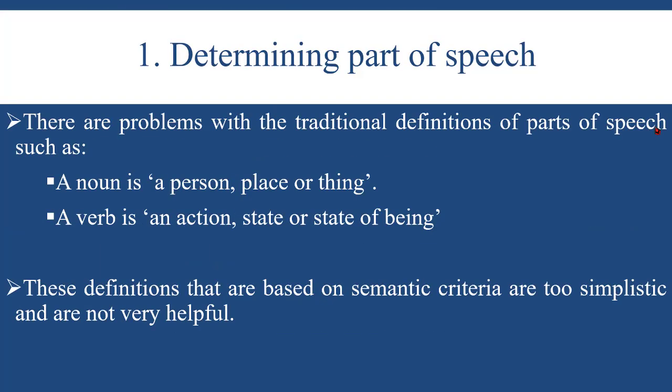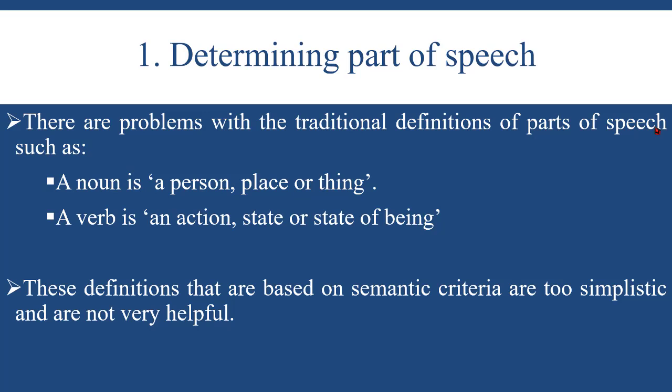So how do we determine the parts of speech? How do we determine what is a noun, what is a verb, what is an adjective? There are problems with the traditional definitions of parts of speech, such as: a noun is a person, place or thing, and a verb is an action, state or state of being. These are the traditional definitions that were given to parts of speech. But of course, as you will see, we have some problems regarding these definitions.